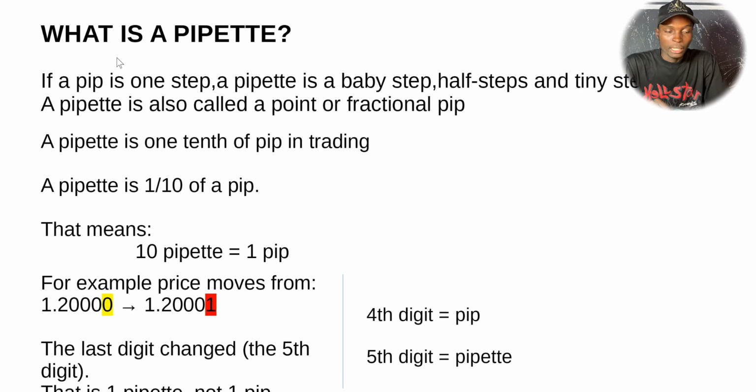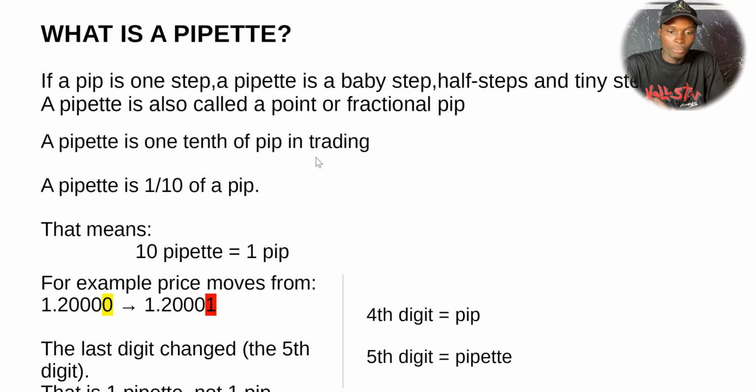What is a pipette? Now, aside from the word pip, there's another term in forex that most beginner traders, even professionals, have to be very familiar with, which is pipette. Now, if a pip is 1 step, a pipette is like a baby step, or let's say half steps or tiny steps. A pip is usually called a point or fractional pip.